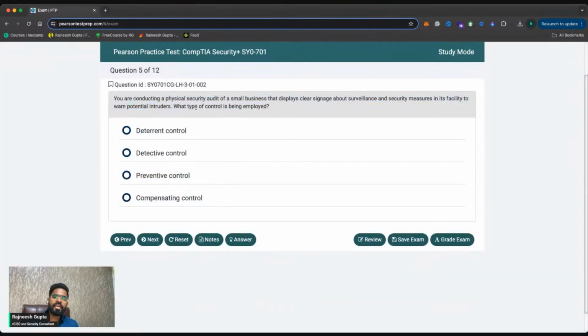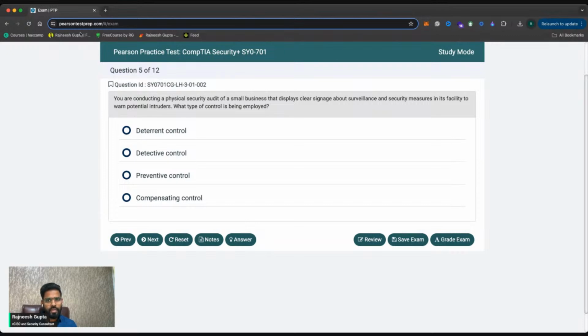Question number 5: you are conducting a physical security audit of a small business that displays clear signage about surveillance and security measures in its facility to warn potential intruders. What type of control is being employed? What could it be, everyone? So it's a physical security audit. So this is the one element, physical security audit, right? Of a small business that displays clear signage about surveillance and security measures.